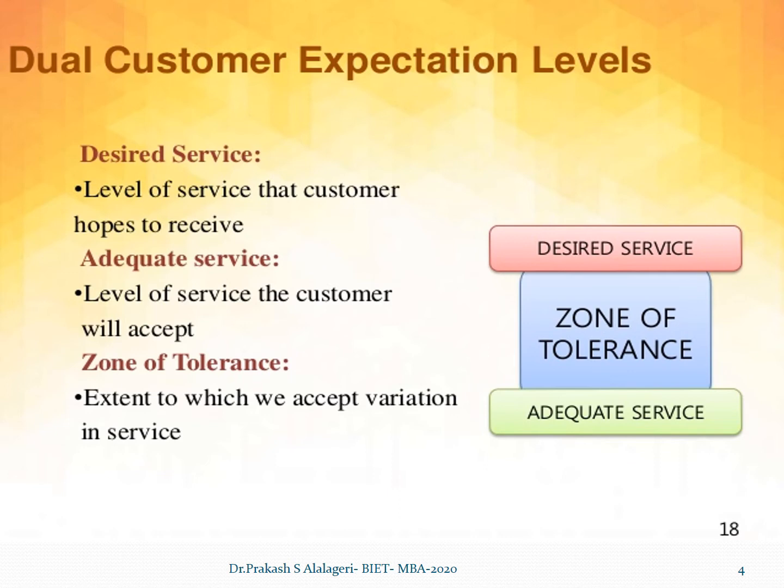Desired level is the level where I'm expecting to receive. That's what I said. There is an acceptance and an expectation. Customer expectation is the desired service. Customer acceptance is adequate service.